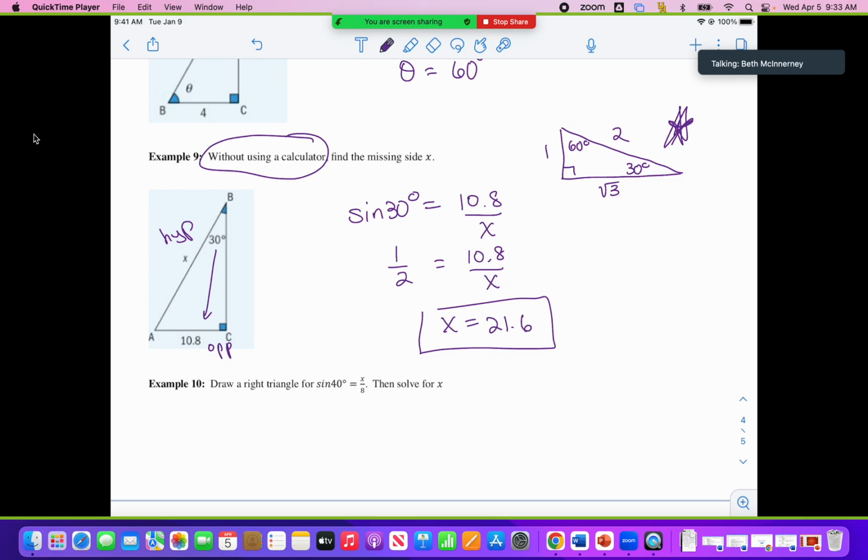Okay, were you doing this button? Yeah. Let's go back up to that particular problem.